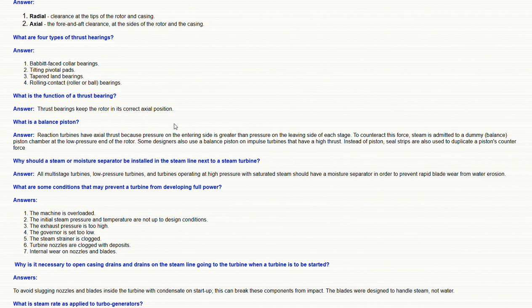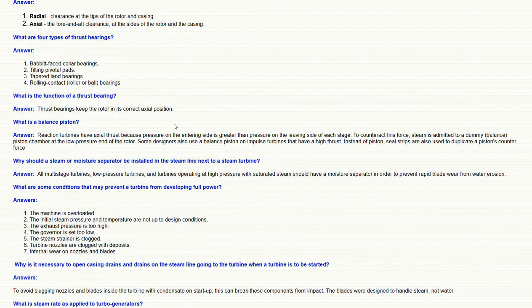Next one is: what is the function of a thrust bearing? The thrust bearing is to control the thrust produced. To control means absorbing and providing the reaction to the force coming from the rotor side. Actually, thrust and journal bearings are both used in turbines, but these four types are used only in a single turbine.